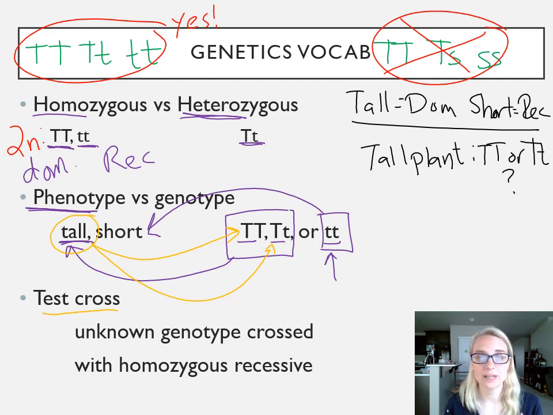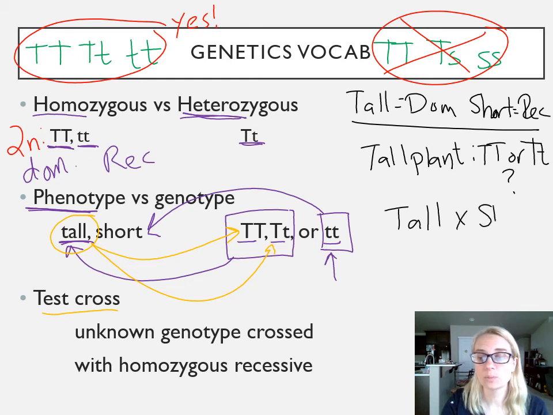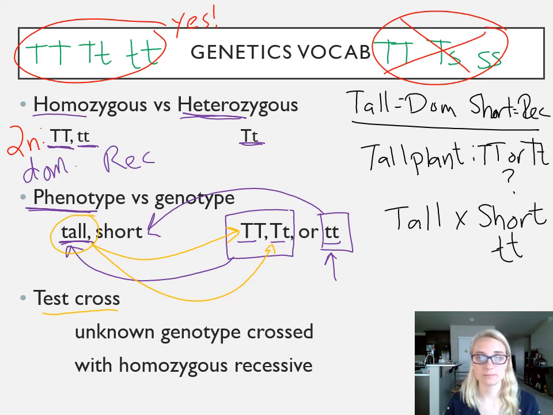Well, you do what's called a test cross. A test cross is to take your unknown, in this case the tall plant, and cross it with a homozygous recessive. It would have to be a short, right? If you cross a tall plant with a short plant and look at the offspring, that's going to let us know the outcome, because we know the short has to be little t, little t. That's the only genotype a short plant can have.